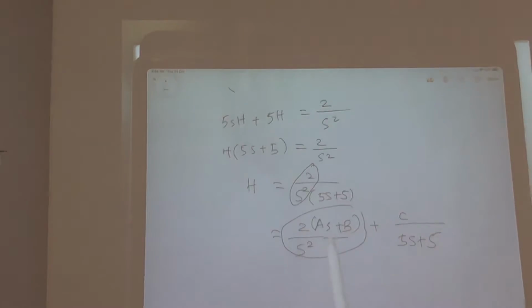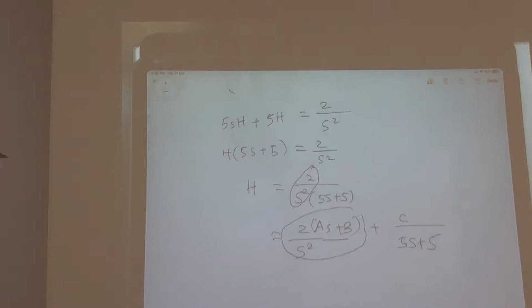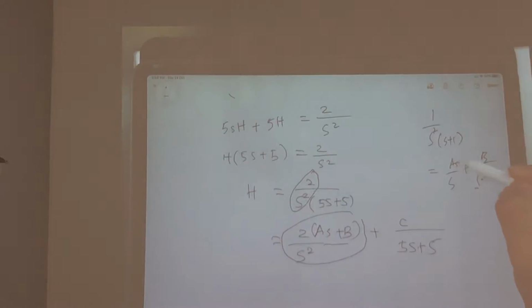Why did I get as plus b? Why not just a divided by s power 2? Because for anything with power 2, the top should have a linear function. If I have 1 over s multiplied by, let's say, s plus 1, I can put a divided by s plus b divided by s plus 1. But if I have s power 2, the top should be as plus b, and then this one just c.